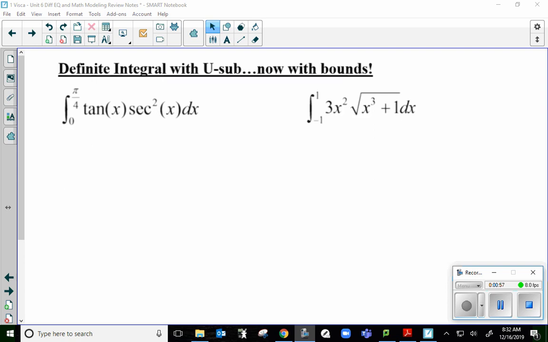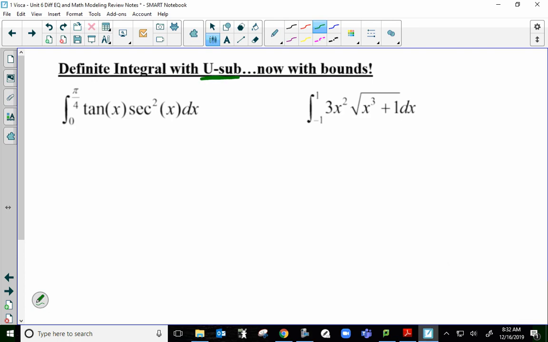So, if we can review what we did in this part 1 video with determining which function should be my U function with U sub. All right, and we always use the highlighters. But I'm looking at this equation here, the integration from 0 to pi over 4 of tan of x secant squared of x dx.